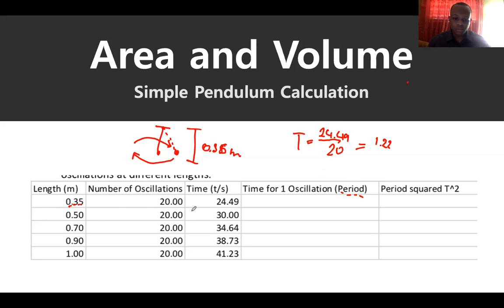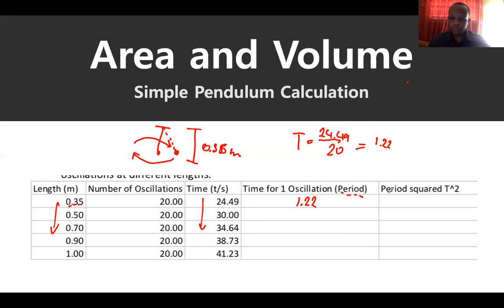So we would do the same thing for the rest of the numbers here. It would be 30 divided by 20, 34 divided by 20, and then you will see that the time increases with the length of the pendulum, right? So you have 1.22. You probably want to take a picture of this before we move on.